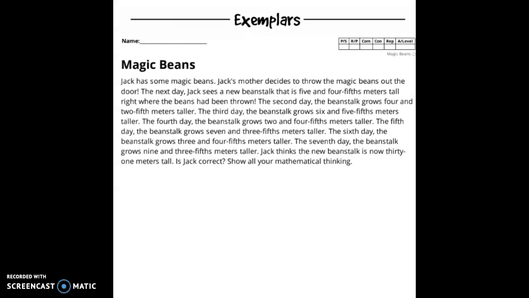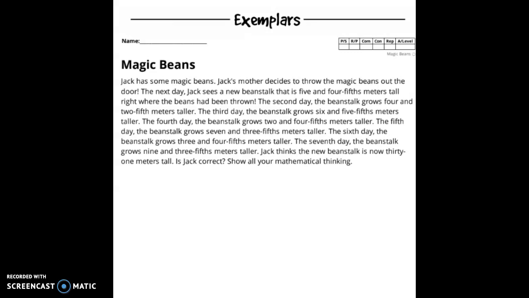thrown. The second day, the beanstalk grows 4 2/5 meters taller. The third day, the beanstalk grows 6 5/5 meters taller. The fourth day, the beanstalk grows 2 4/5 meters taller. The fifth day, the beanstalk grows 7 3/5 meters taller. The sixth day, the beanstalk grows 3 4/5 meters taller. The seventh day, the beanstalk grows 9 3/5 meters taller.